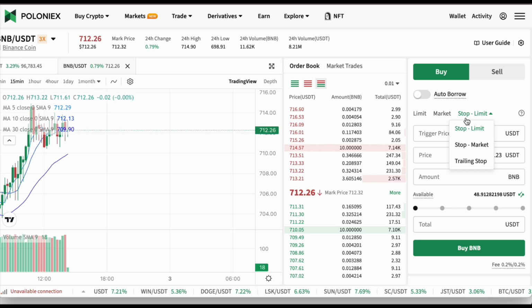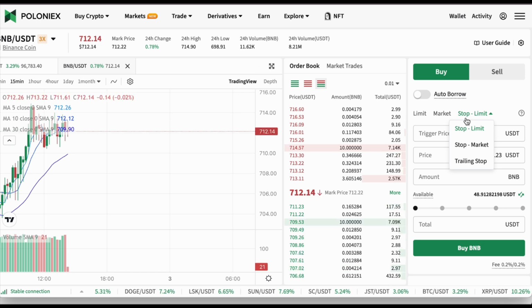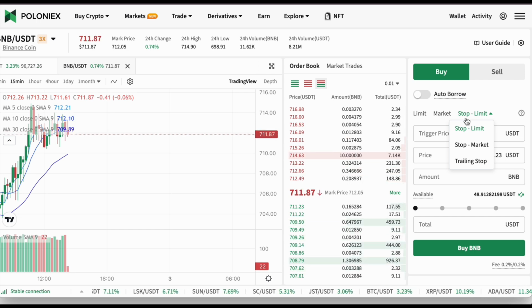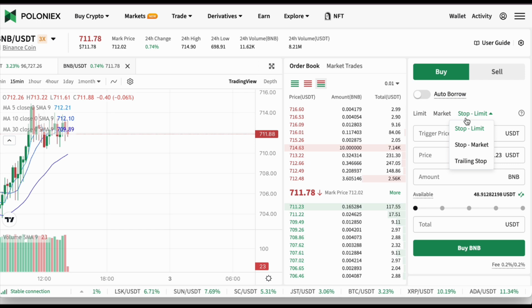So what is take profit? When you buy your token, don't just leave it there, unless you want to hold it for a very long time. Let's say you want to take profit at 10%, 20%, 40%. You do your mathematics: your entry price multiplied by the percentage. Let's say you bought BNB at 712 and you want to take profit from your order. You do 712 multiplied by 0.10 for 10%, and it gives you the price.